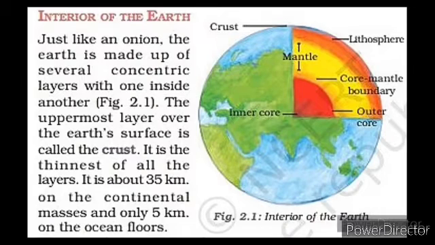Now look at your book and see the content given there. The first topic is the interior of the earth. Here the uppermost layer over the earth's surface is called the crust. Then after the crust comes a layer known as the mantle, and the innermost layer of the earth is called the core. Now we will discuss each layer of the earth one by one.